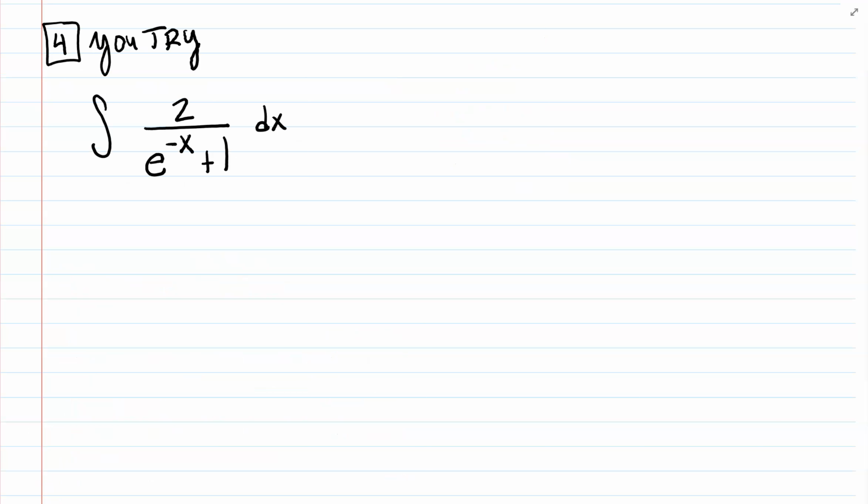Okay, last one here. This involves an e to the negative x. So you might want to refer back to that second example that I showed you back over in box number 2. What do you have to do to top and bottom to make sure that the derivative of your u is a factor of your integrand? Okay, try this one on your own.